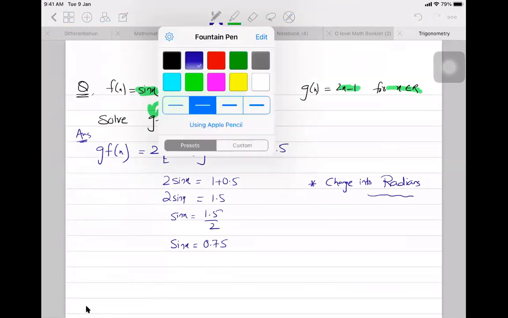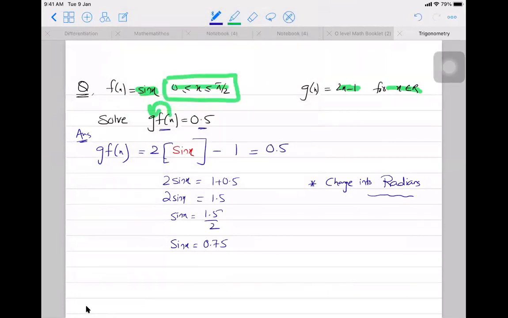So once you are done with changing the mode, you're going to repeat the same step. Sine x is positive in the first and the second quadrant. Find out the basic angle in radians. So sine inverse of 0.75 is going to come out as 0.848. And so this angle is 0.848 and that angle is 0.848.